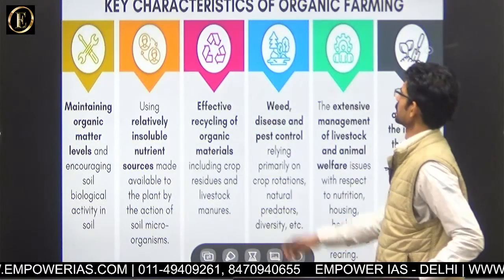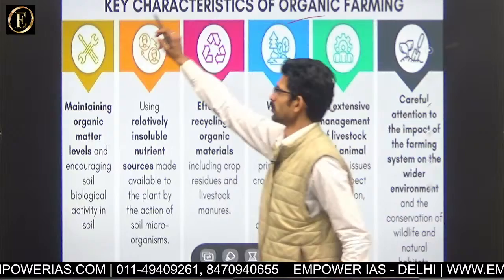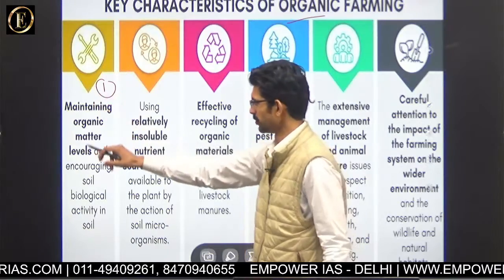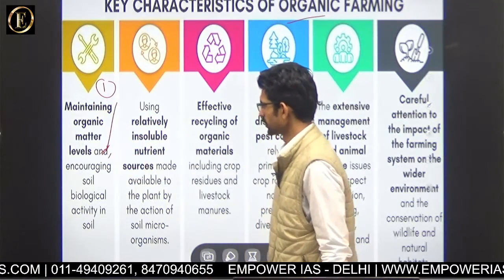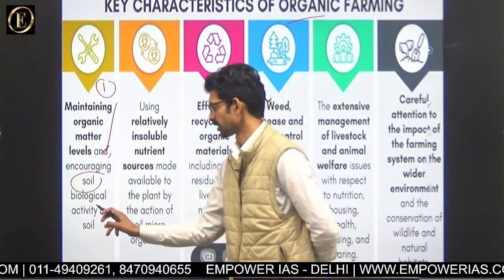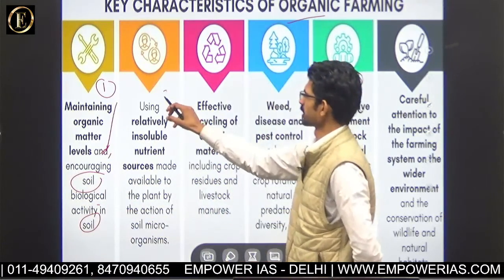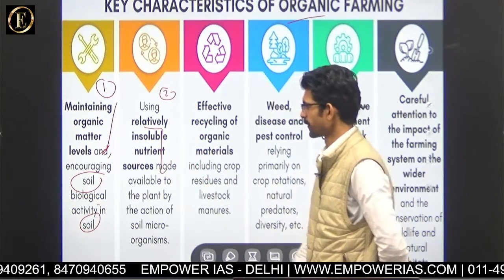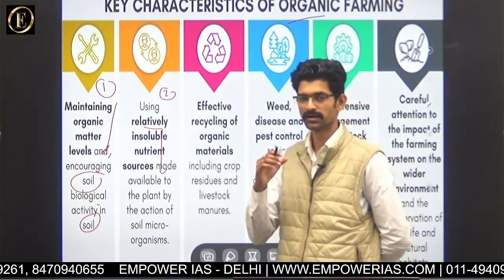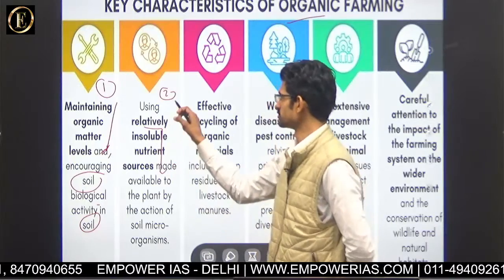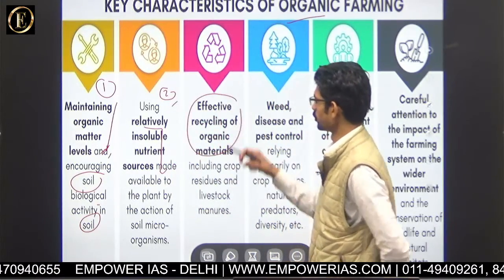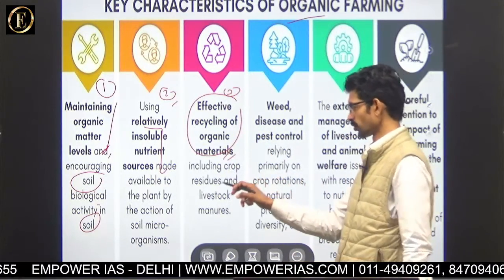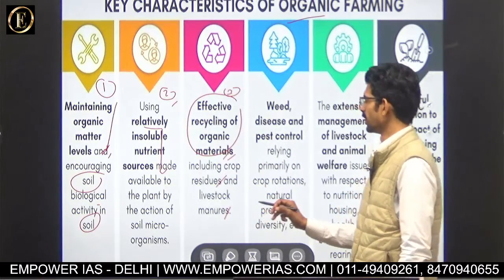So organic farming has the following key characteristics, which go for maintaining the organic matter levels. ऑर्गेनिक फार्मिंग में ऑर्गेनिक मैटर्स को हम प्रमोट करते हैं और मेंटेन करते हैं, increasing soil and biological activity in the soil. Secondly, we do using relatively insoluble nutrient sources. सो वैसे सोर्सेज जो कि प्लांट के न्यूट्रिशन क्वालिटी को बढ़ाते हैं, that are insoluble in nature. Then effective recycling of organic materials, ऑर्गेनिक मटेरियल्स की इफेक्टिव रिसाइकलिंग including crop residue and livestock manures.